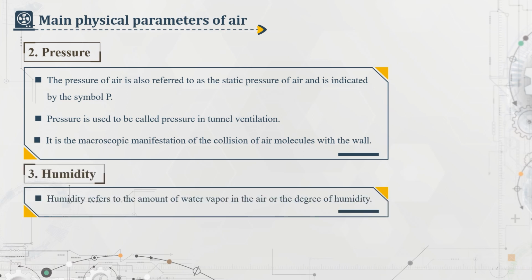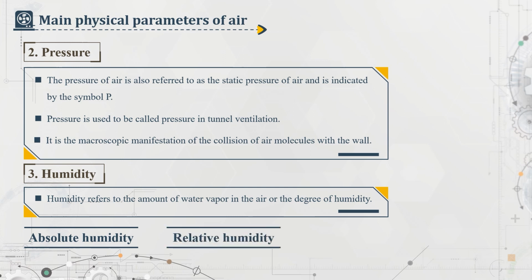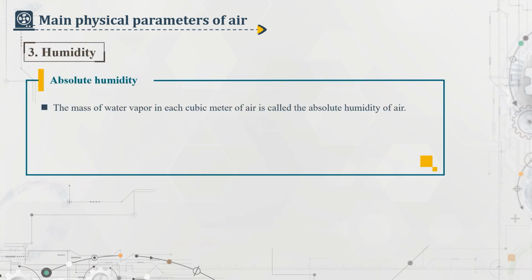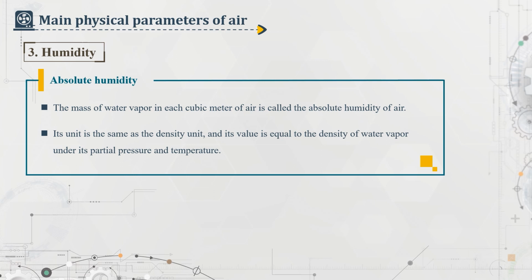Humidity refers to the amount of water vapor in the air or the degree of humidity. There are three methods to express air humidity: absolute humidity, relative humidity, and moisture content. The mass of water vapor in each cubic meter of air is called the absolute humidity of air. Its unit is the same as the density unit, and its value is equal to the density of water vapor under its partial pressure and temperature.